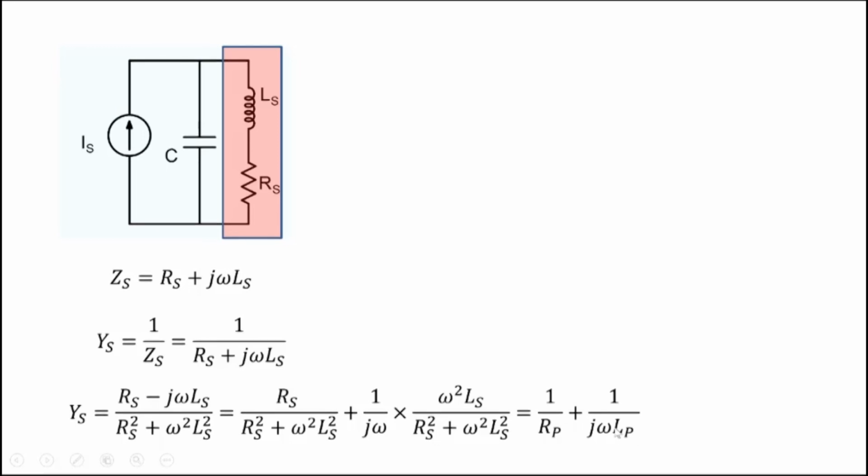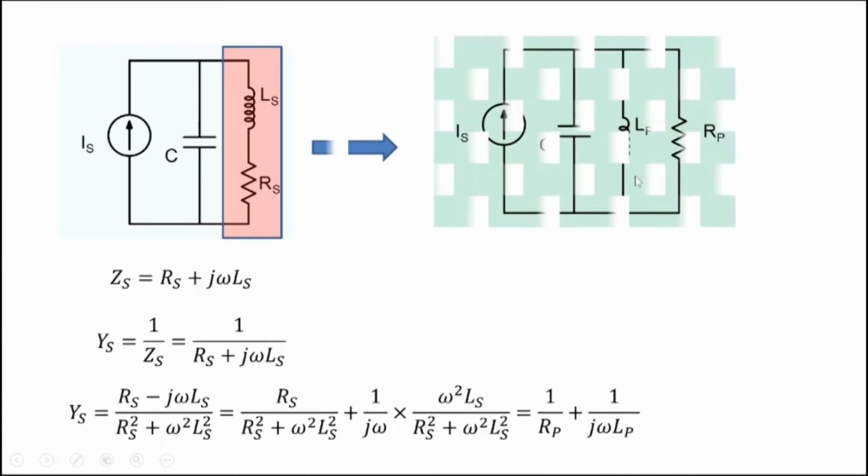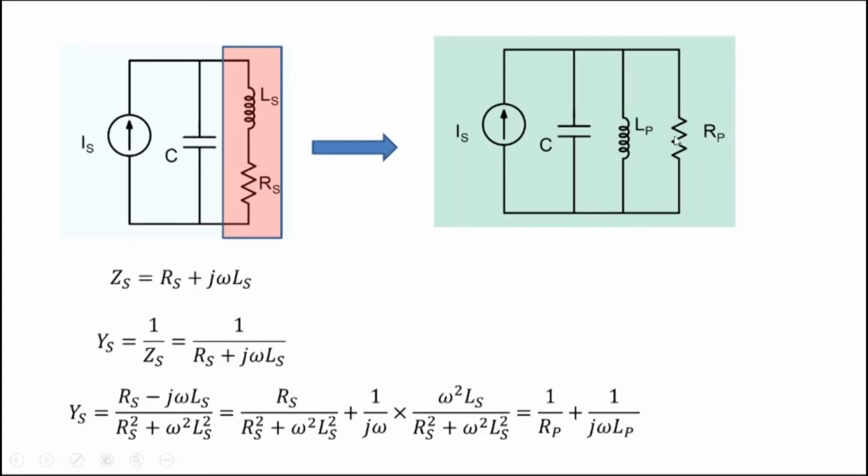So what we are saying is the following. The same Rs in combination with Ls can be rewritten as Ys equal to 1 over Rp plus 1 over j omega Lp, which means it can be written in this form here as a parallel combination. So the series combination of R and L can be transformed into a parallel combination of Rp and Lp, with Rp given by this expression here and with Lp given by this expression.